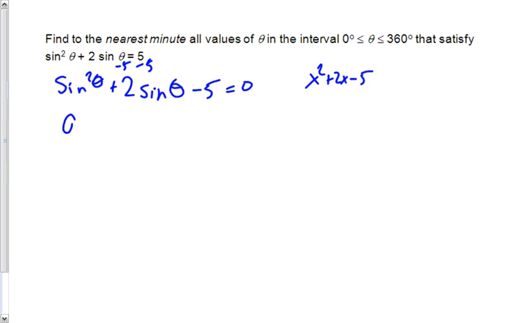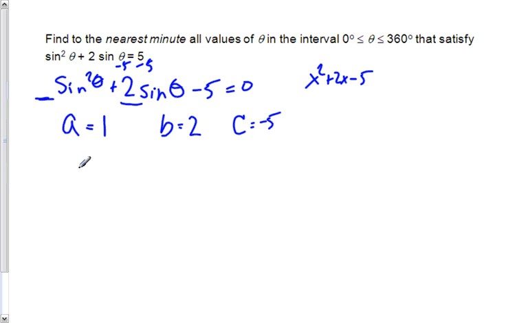So, A, the term in front of sine squared, is just going to be 1. B, the term in front of sine, is 2. And C equals negative 5. Notice we don't get the C over there as positive. A lot of times people write it as 5, and that will massively change the problem. Okay, so let's see what happens.